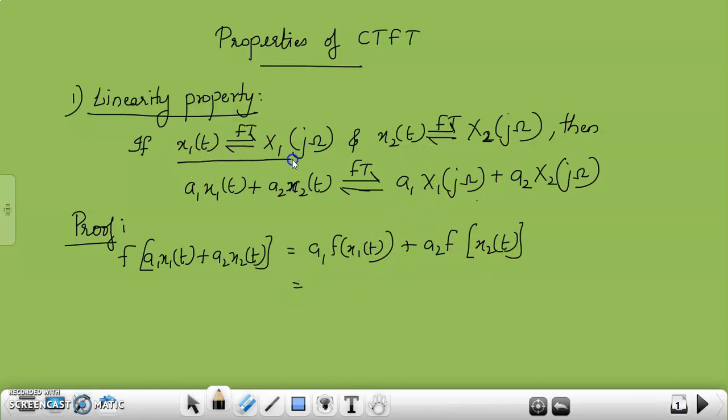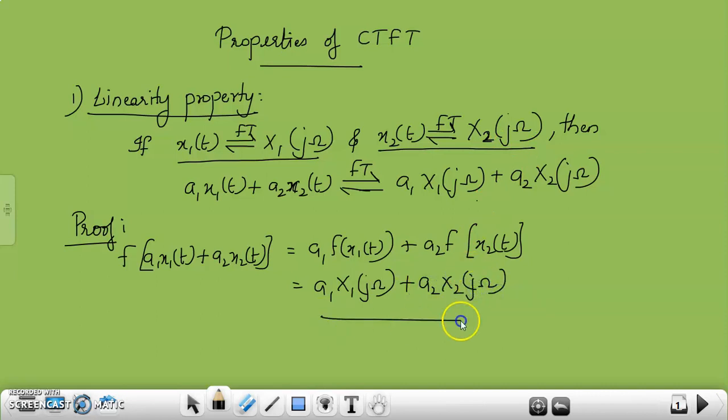And you know that F of x1 is what? X1 of j omega according to the statement. Therefore, I can write this as a1 X1(j omega) plus a2 into F of x2(t), which is the Fourier transform of x2(t). According to this pair, the Fourier transform of x2(t) is X2(j omega). Therefore, I can write a2 X2(j omega). So, hence it is proved that the linear combination of two or more signals gets transformed to the linear combination of their corresponding outputs.